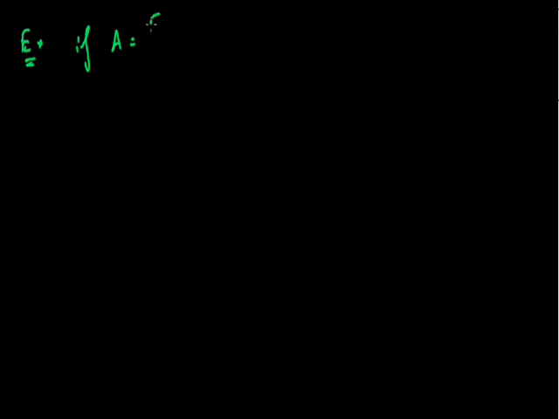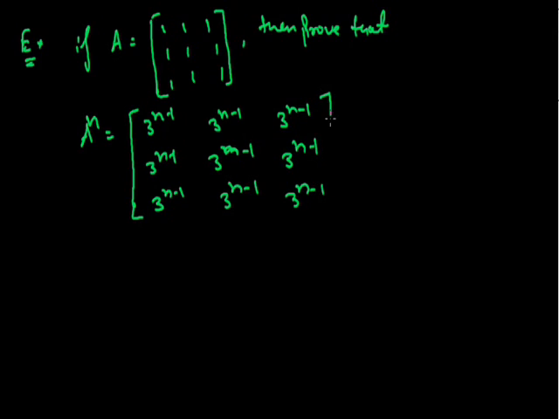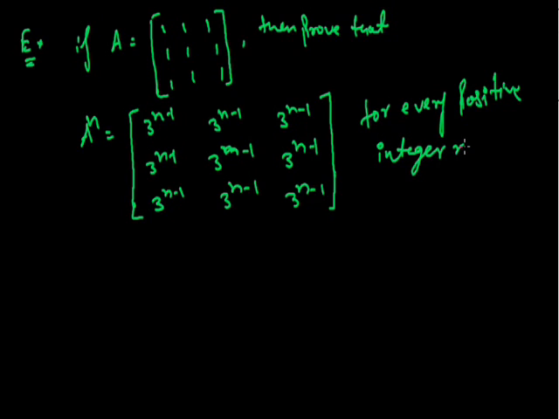If A equals the 3 by 3 matrix with all entries 1, then prove that A power n equals the 3 by 3 matrix with every entry 3 power n minus 1, for every positive integer n.